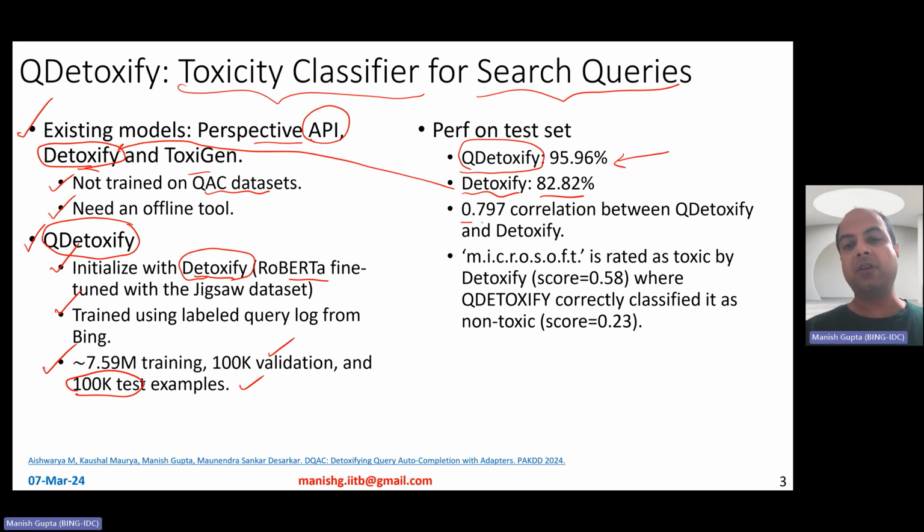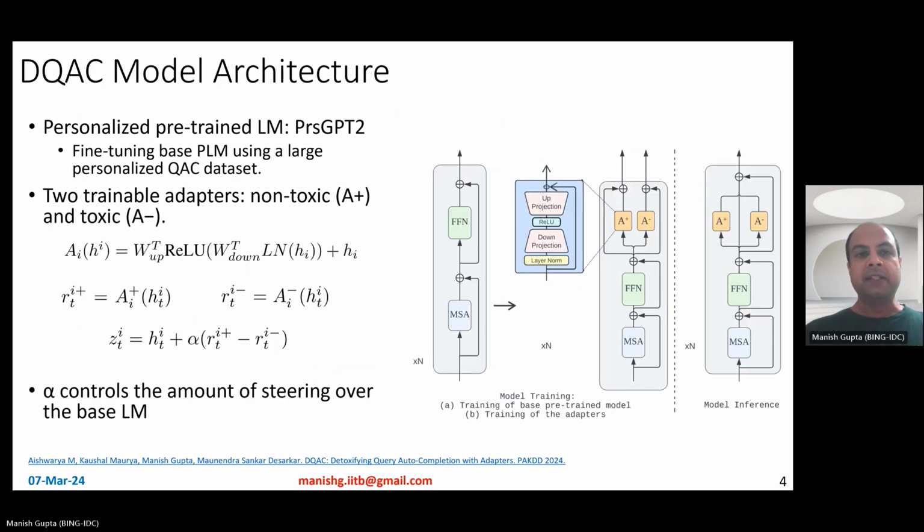However, if you look at it, the correlation between their outputs is about 0.8, which says it's more or less doing similar things as Detoxify. Now, as an example, this particular query with all those dots is rated as toxic by Detoxify, but QDetoxify nicely rates it as not toxic. Okay. So now that we have a toxicity classifier, let's look at our generation model, which generates non-toxic stuff.